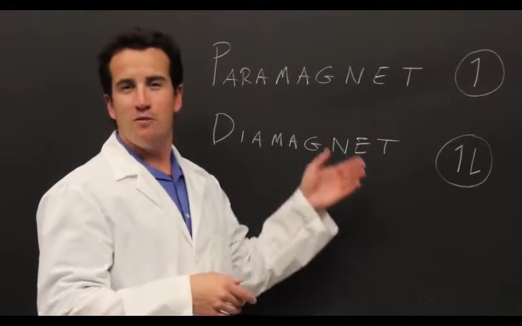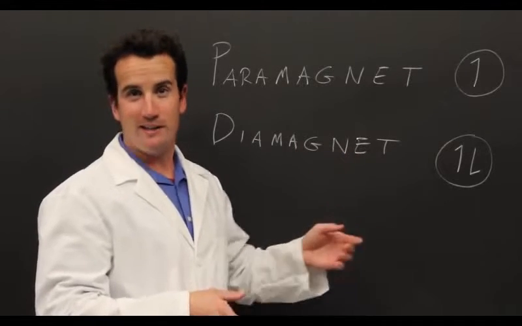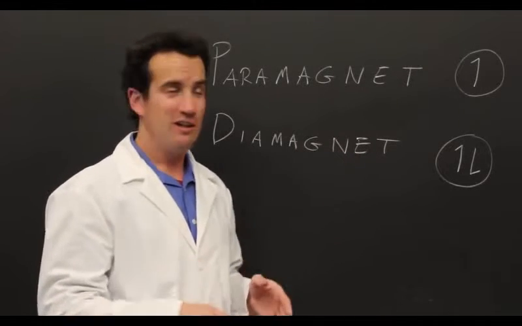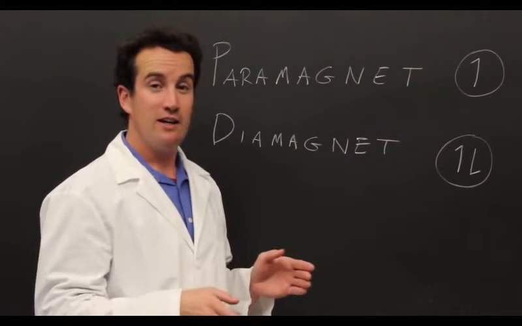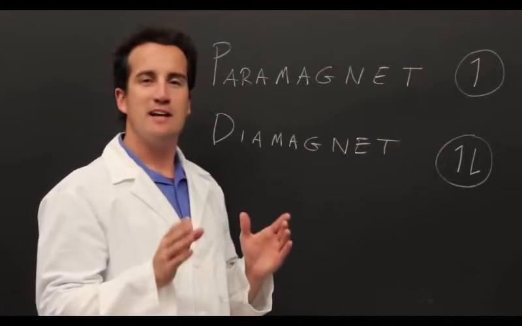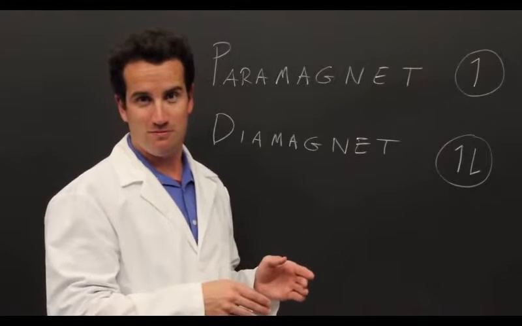In conclusion, when something is a paramagnet or a diamagnet, it tells you what its electrons are doing. In the case of a paramagnet, it has at least 1 unpaired electron. In the case of a diamagnet, it has mostly paired electrons.